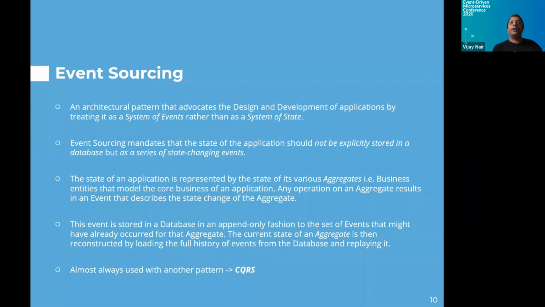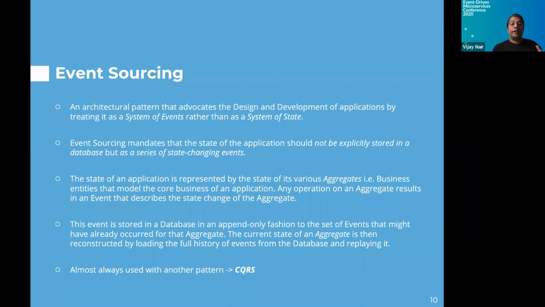Now, if you need to arrive at the current state of an aggregate, it is reconstructed by loading all the events that have happened on the aggregate and replaying them. That's how the state of an aggregate is constructed. Whereas in the state world, you just query the balance table and retrieve the balance against a particular account.